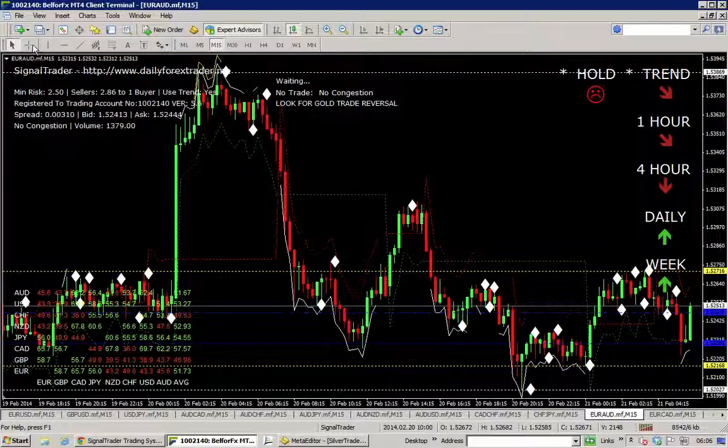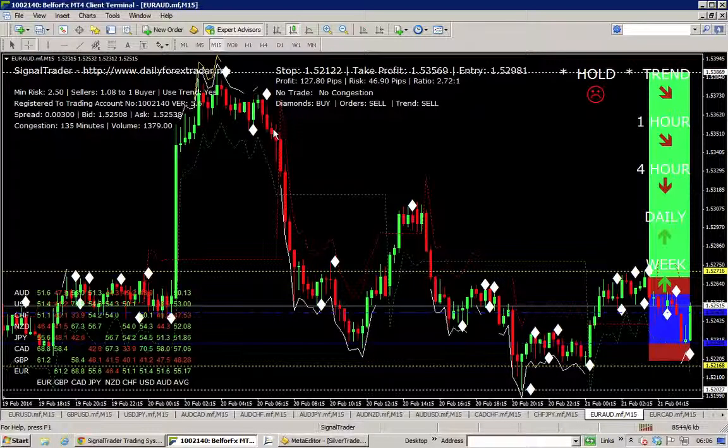So if you entered it on this candle, oh, there's a little buy turned up there. Ooh, how lovely. Right, I'll stop looking at that.